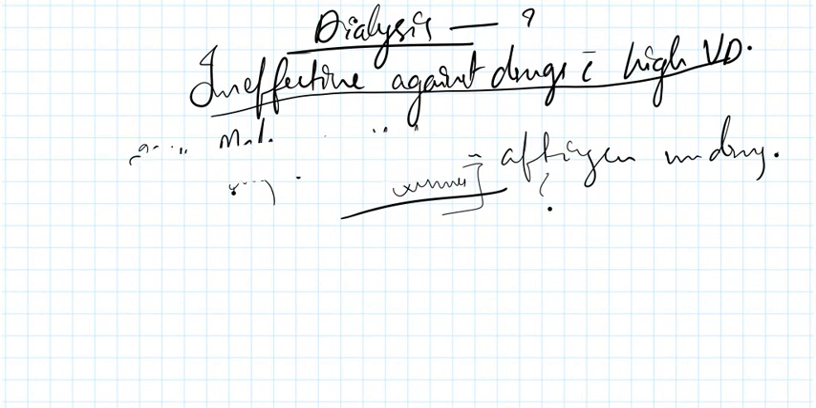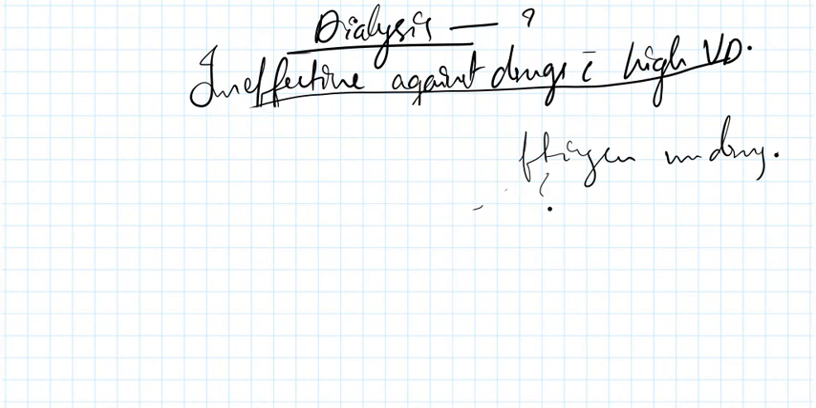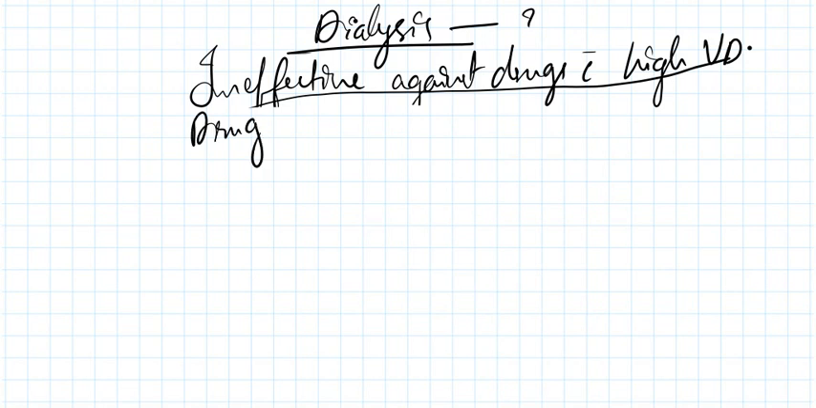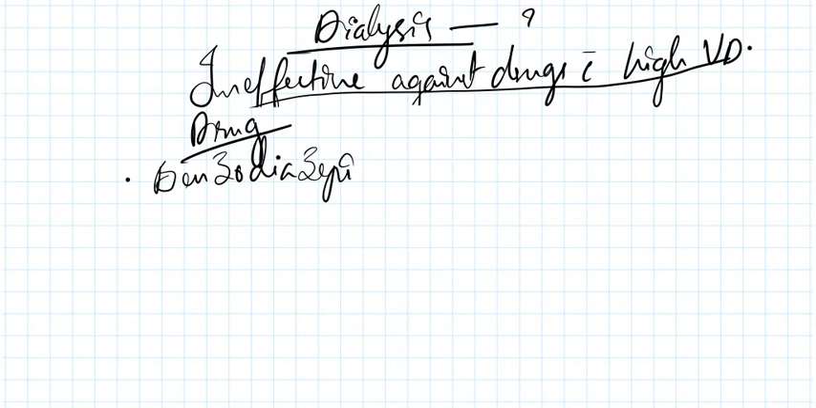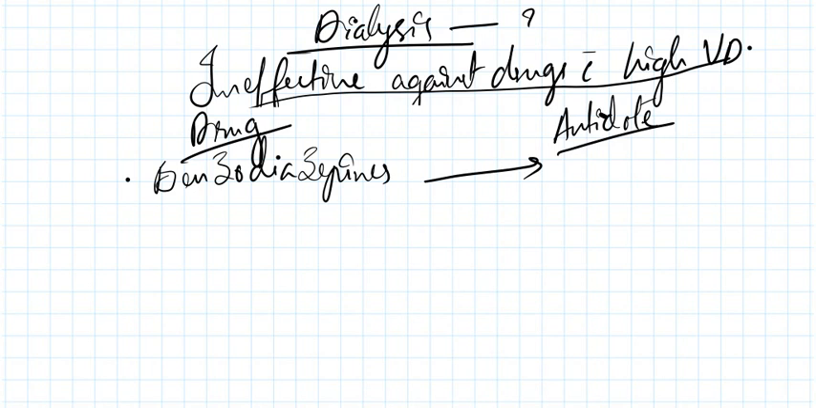Remember this point, very very important. You will get a potential MCQ on this concept itself. So in which drug poisonings is dialysis ineffective? First one is benzodiazepines. Now if dialysis cannot be done, then there should be some antidote, some chemical component which will neutralize this poisoning. For benzodiazepines, the antidote is flumazenil.